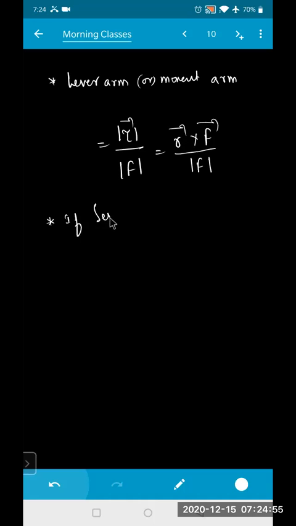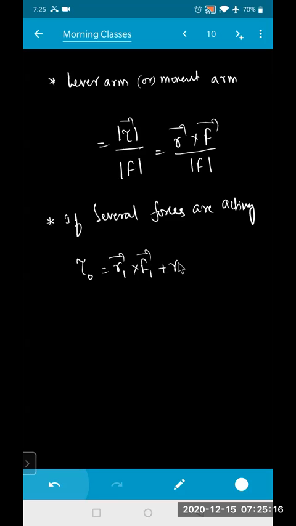If several forces are acting, then if all of them are in the clockwise direction, you can add them. If they are in the anti-clockwise direction, you can add them. If one is in the clockwise direction, you can subtract. So torque about this point will always be equal to how much, beta? R1 bar cross F1 bar plus R2 bar cross F2 bar, plus so on, up to the given condition. That means tau naught is equal to tau 1 plus tau 2 plus tau 3 plus so on. You can go on, take the given condition. Isn't it?